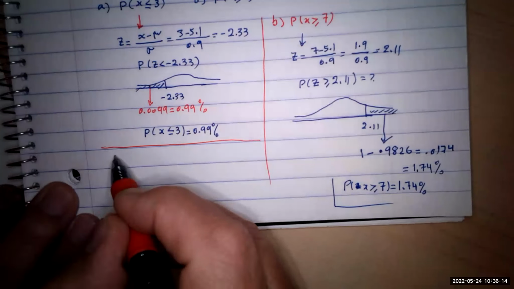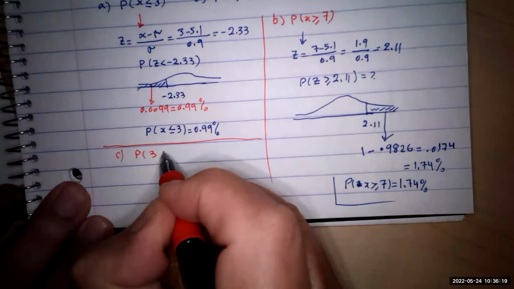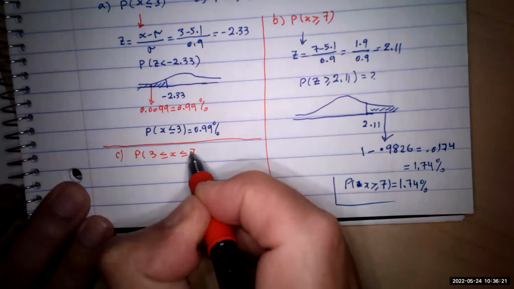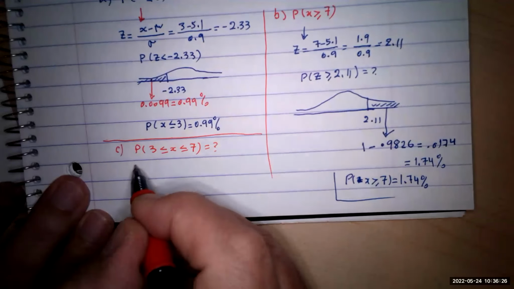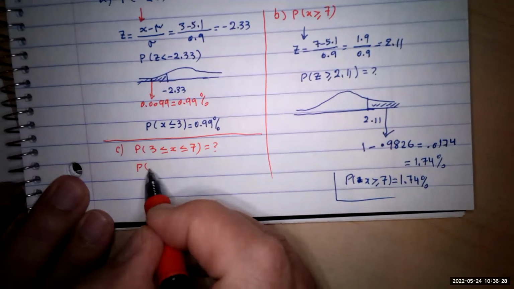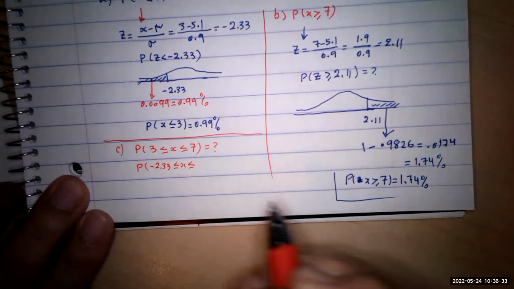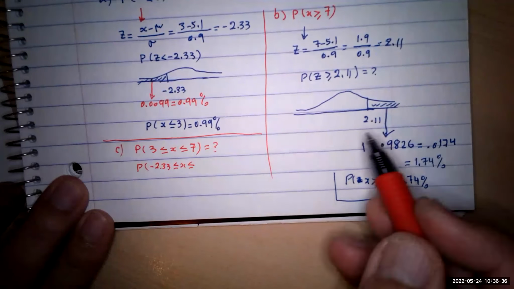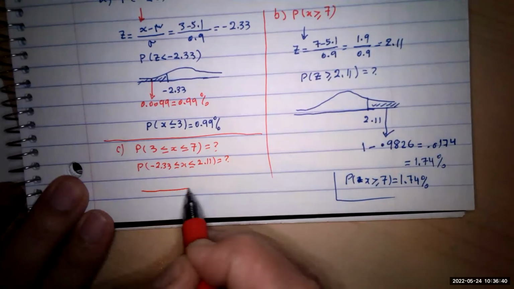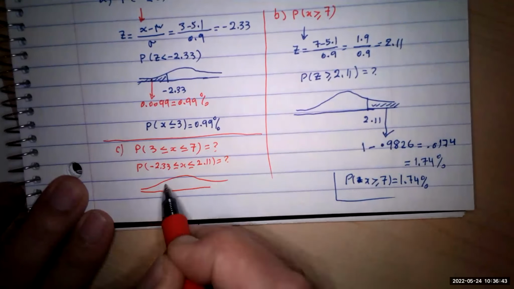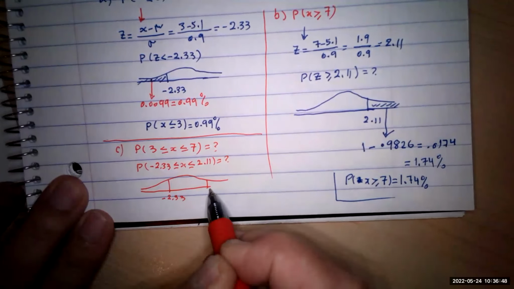So we may give all three parts or just one part. The last part is the probability that X is going to be between 3 and 7. You already got the Z numbers. The Z number for the 3 was negative 2.33, less than X, and the 7 was 2.11. It's the area between the curves, negative 2.33 and 2.11.